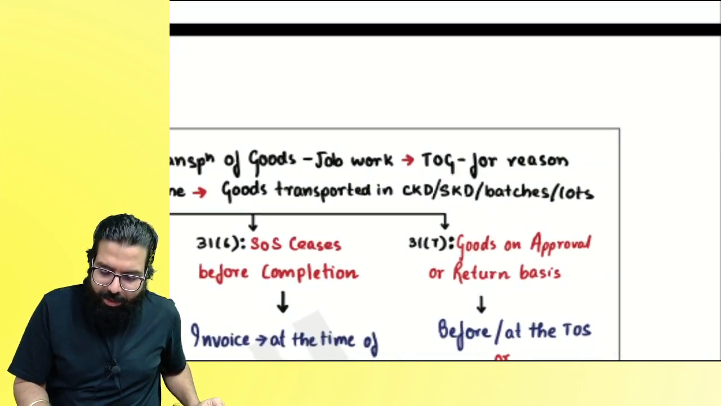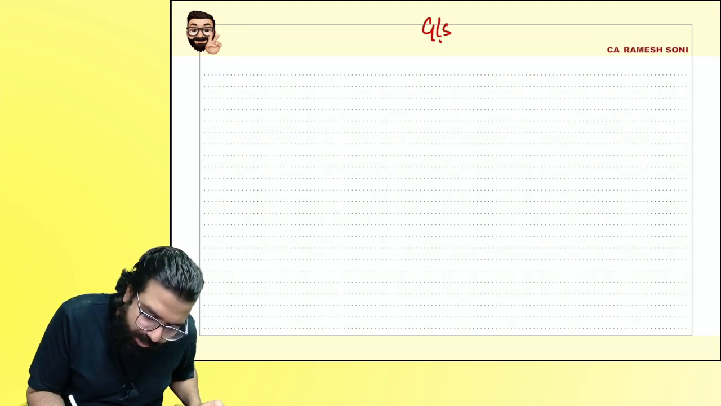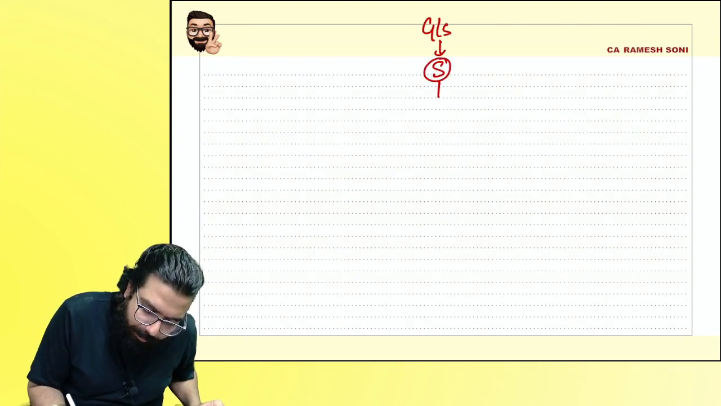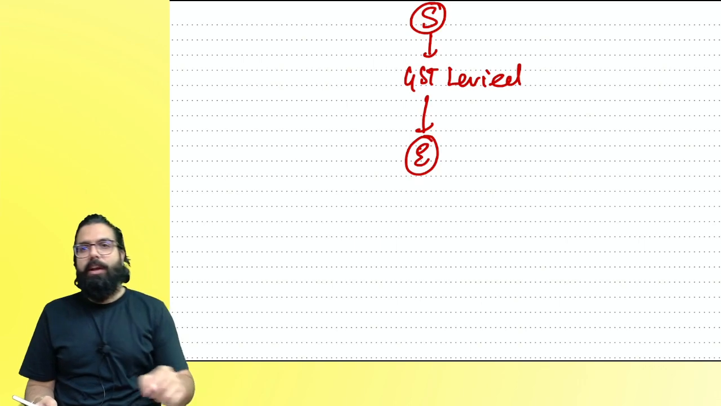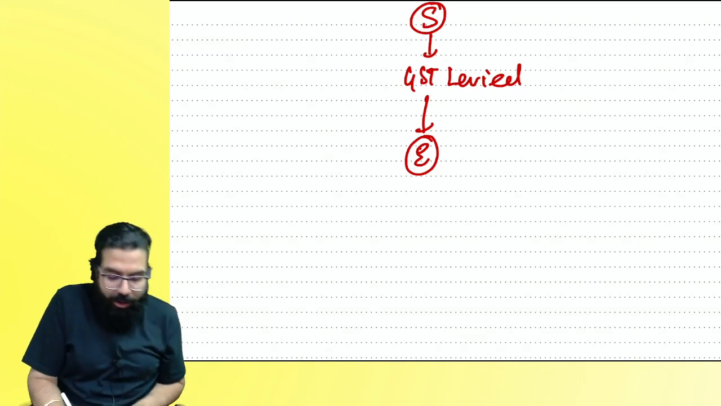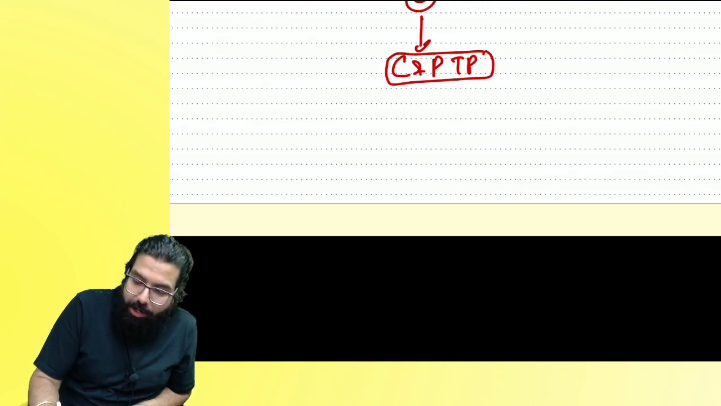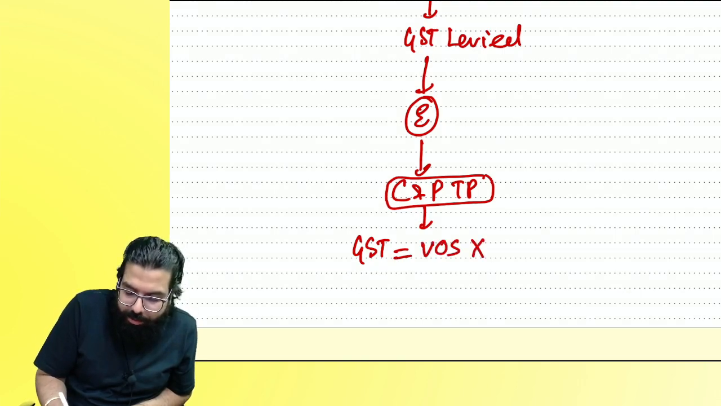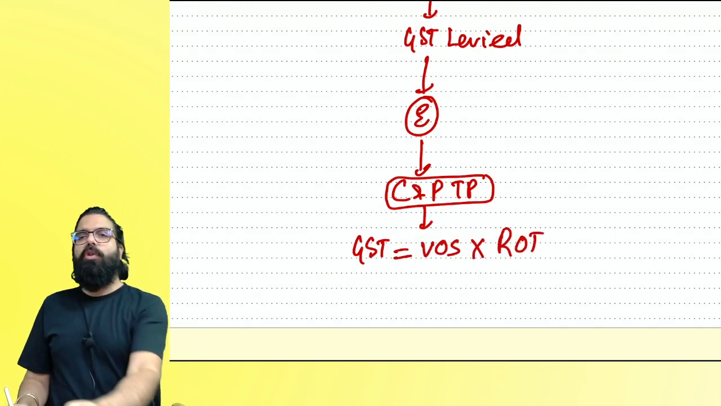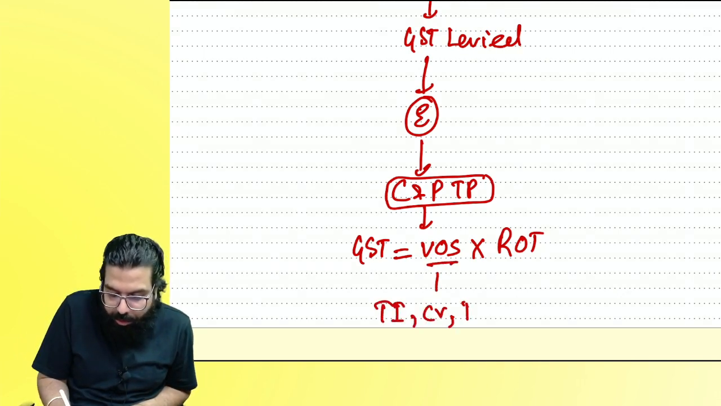Everyone over here, we started learning GST with goods or service. Whenever goods and service will be supplied, supply GST will be levied. Once GST is levied, you will have to see exemption. If you are not falling in an exemption, then you will have to collect and pay. If you are a taxable person, how will you collect, everyone? You will calculate GST is equal to value of supply into rate of tax. Once you know the value, you will prepare tax invoice, credit note, debit note.